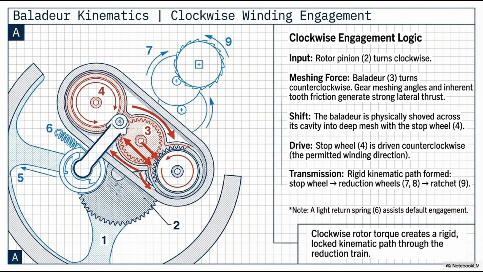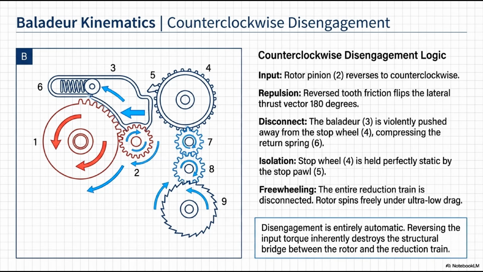Transmission, a perfectly rigid, locked kinematic path is formed. Force flows from the stop wheel, through the reduction wheels, 7 and 8, all the way to the ratchet, 9. Clockwise rotor torque creates a locked, unyielding kinetic bridge through the entire train. Now, the wrist flicks back.